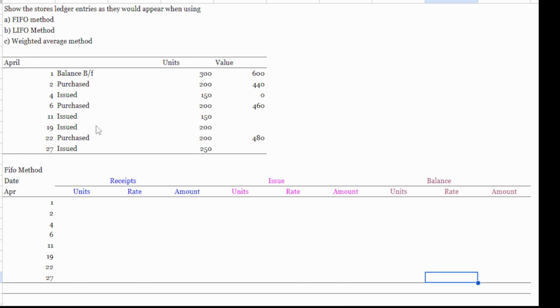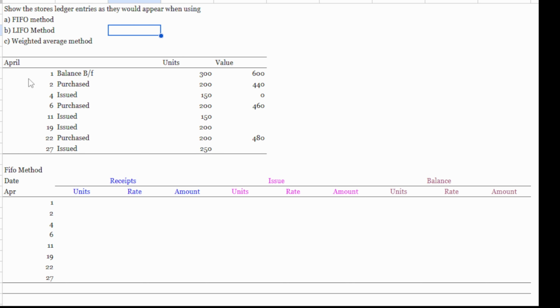Typically, you will be given data where you will have dates, then whether it's a purchase or an issue, then what are the units, then the value in case of purchase. So they may ask, prepare the stores ledger using FIFO method or LIFO method or weighted average method. Let us start with FIFO method. That means first in, first out.